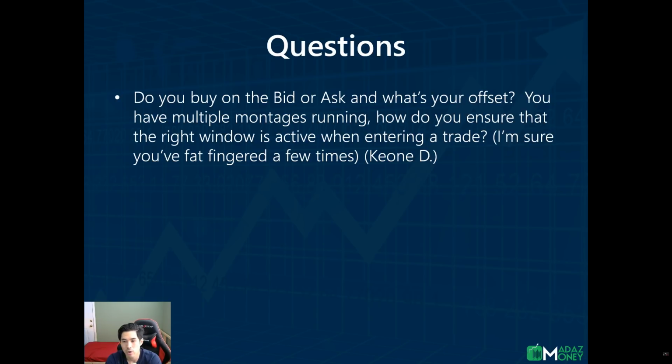And how do I know when the right window is active? Just make sure you click on that window before you enter the trade. Usually I'm just watching 1 or 2 stocks at a time looking to trade. I'm watching a lot of stocks, but I'm only going to look to enter a position on 1, 2, or at most 3. So before you enter that trade, click on that montage. Make sure it's highlighted and the cursor is blinking. That's how you know it's the right window.